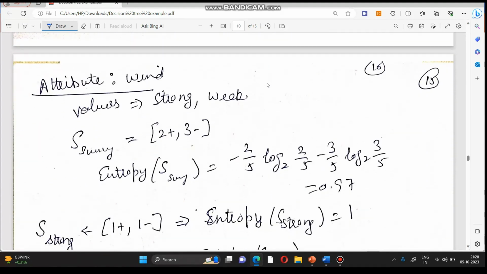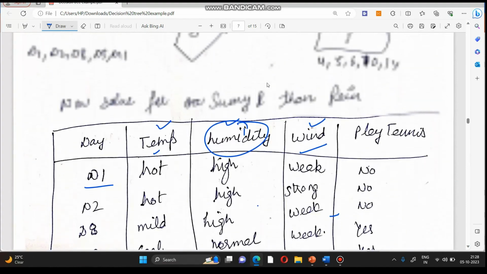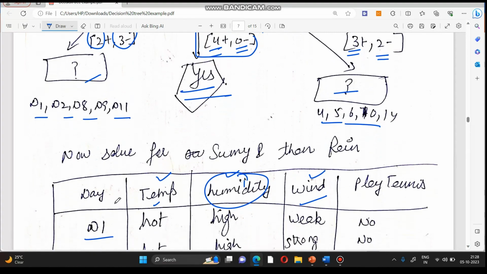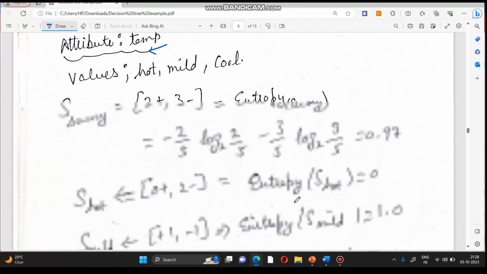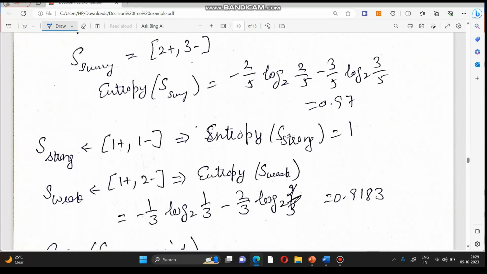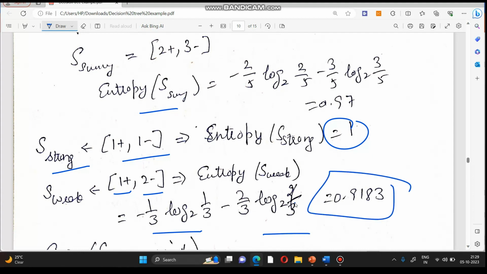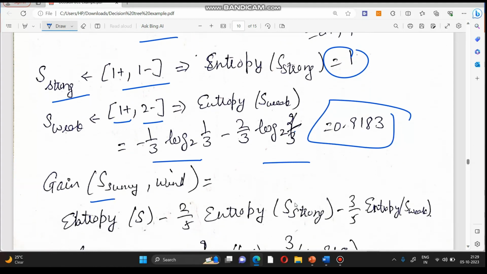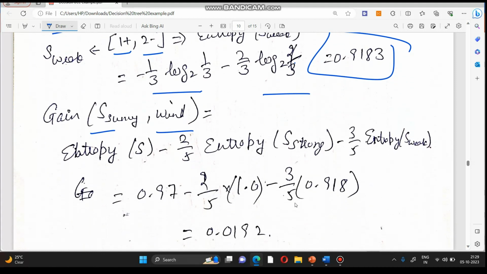Now similarly for the third attribute, which is the wind. We have calculated information gain for temperature and for humidity, now we will calculate it for wind. So when we calculate this for wind, we get the entropy for strong, 1 and 1, obviously it will be 1, no need to put the values in the formula. Now here 1 plus 2 minus, here we need to calculate using the formula. We will get the entropy in this case, and here we will calculate the gain for wind. Now when we talk of calculating the gain, we will get this gain.